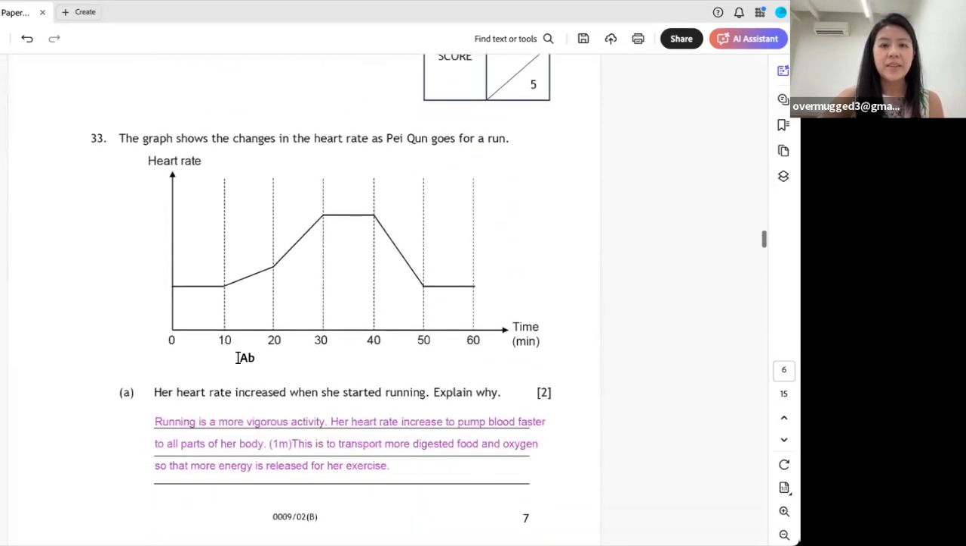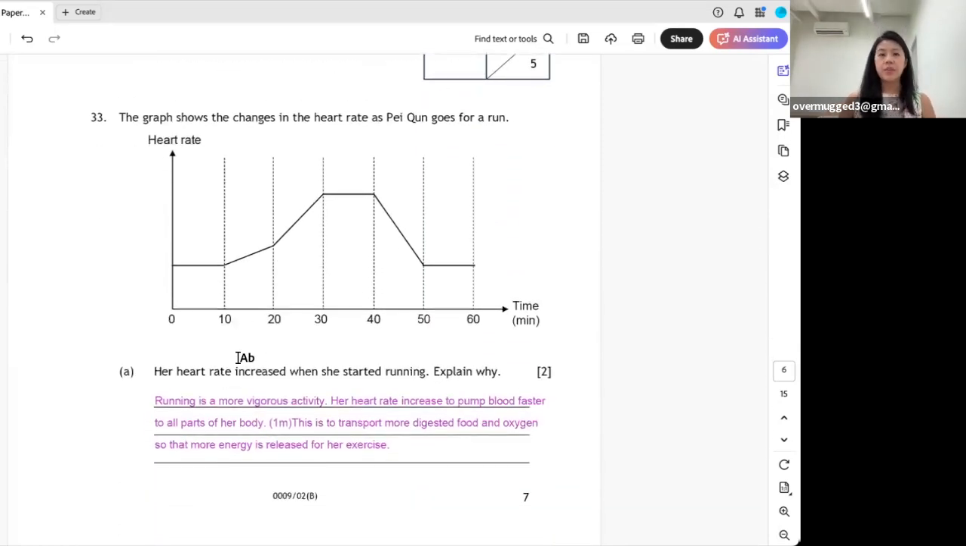Question 33, this is your circulatory system question. The graph shows the changes in heart rate as a patient goes for a run. You can see the heart rate increasing after 10 minutes, going up, going up, going up. It stays constant, it drops, and then it remains constant again, all right? In this question, before I get to the question, you should be able to identify when exercise starts. So exercise starts at this point because the heart rate starts increasing there, okay? So it goes all the way up.